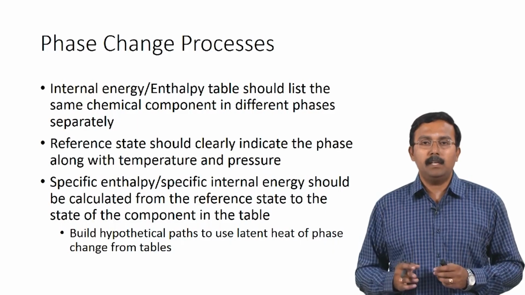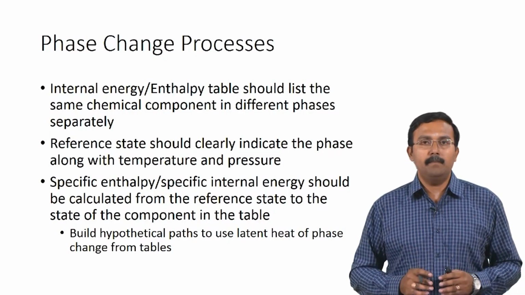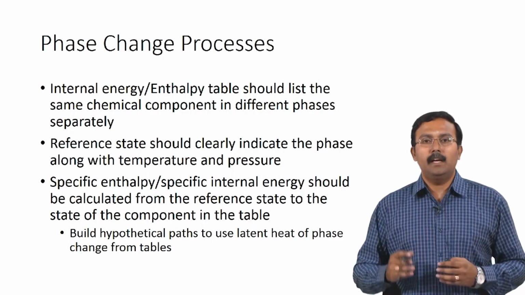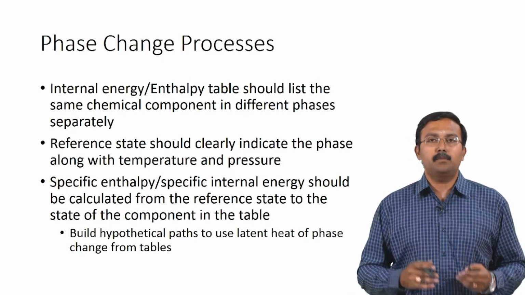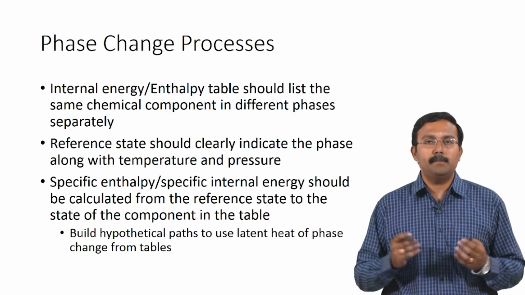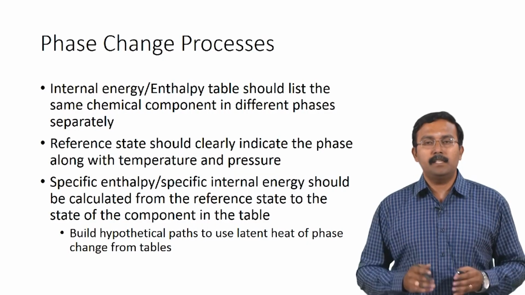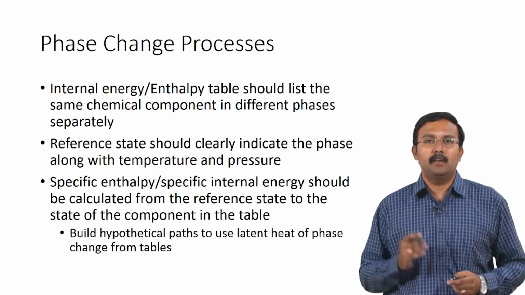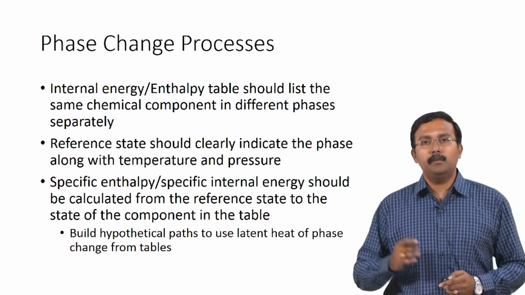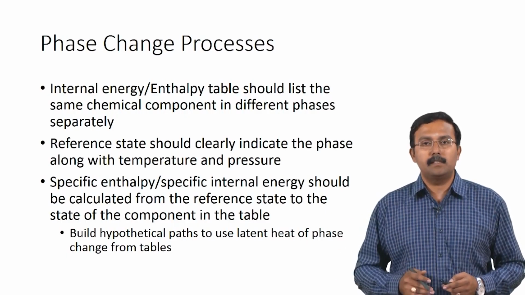We need to build hypothetical paths to use the latent heat of phase change which is available from tables. As I already mentioned, there are tables where we can get these latent heats of phase change. So these enthalpy values can be obtained from different textbooks and handbooks, and if they are not available, only then you would be using the approximate estimation techniques which we had looked at, like the Trouton's rule and Chen's equation and so on. So the first effort should be to identify if these latent heats of phase changes are available from some handbook or textbook. If not, we can use approximate correlations to estimate the heats associated with the phase changes.